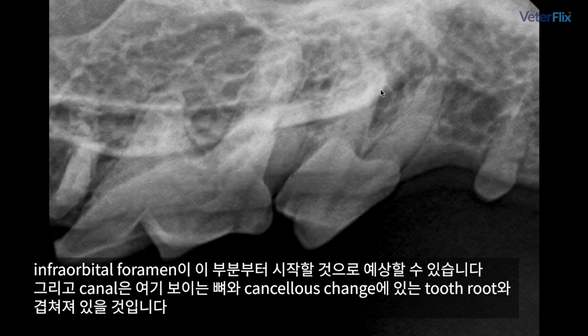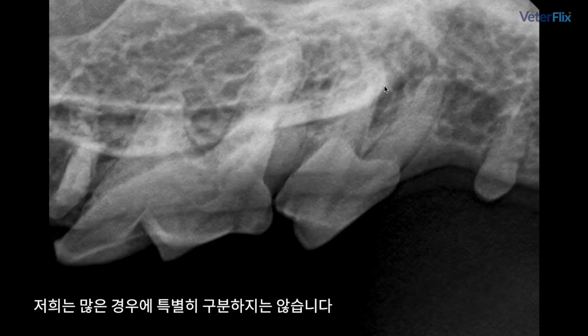We would expect the infraorbital foramen to start about in this area, and then the canal itself would be superimposed over the roots and all of this bone and all the cancellous changes that we see there. So we wouldn't discern that specifically many times.